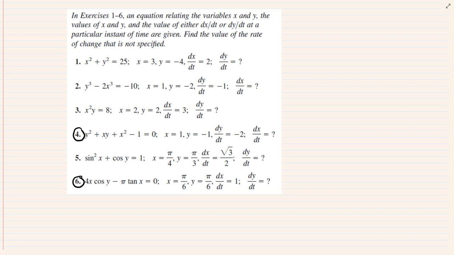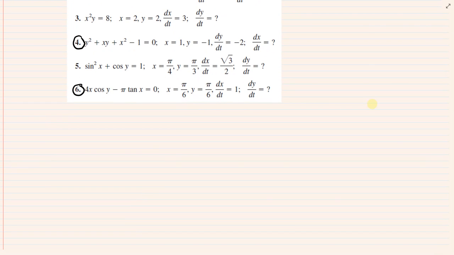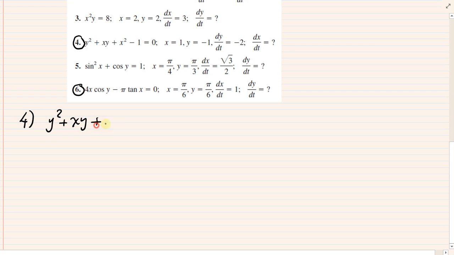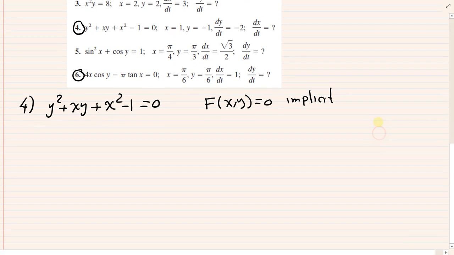Okay, so let's begin with exercise number 4. In exercise number 4, the equation is y squared plus xy plus x squared minus 1 equals 0. Notice how we have the implicit form. Remember, the implicit form of the equation is f(x,y) equals 0. And that was the subject of our previous section.